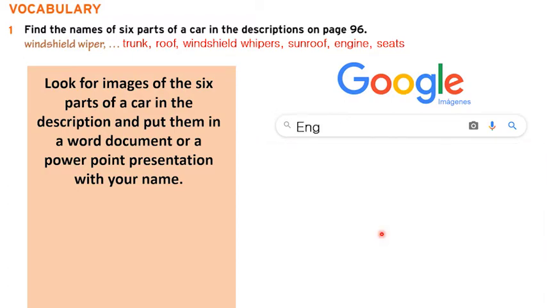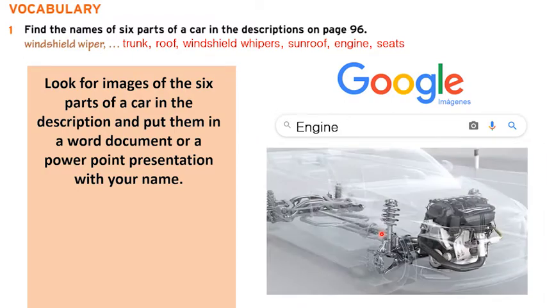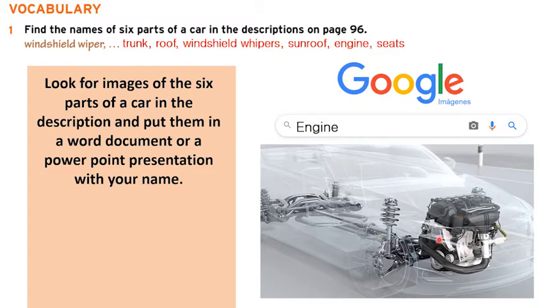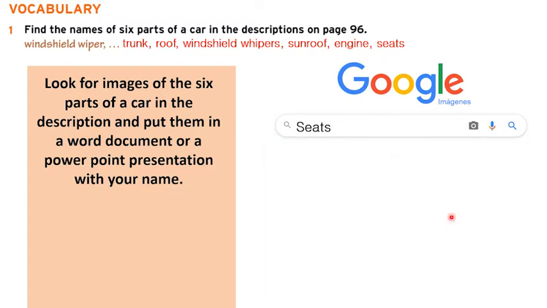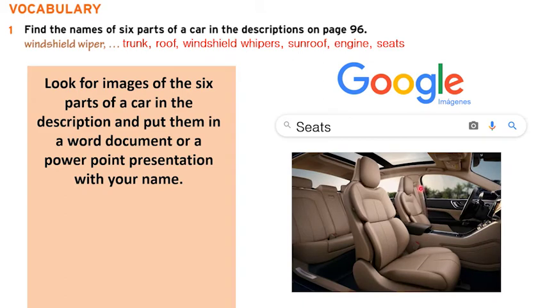Then the engine is the most important part of the car. It is this, okay? It is where all the power concentrates from a car. And finally, we have seats. This is very easy. It's just where the people inside a car sit down, okay? Seats.